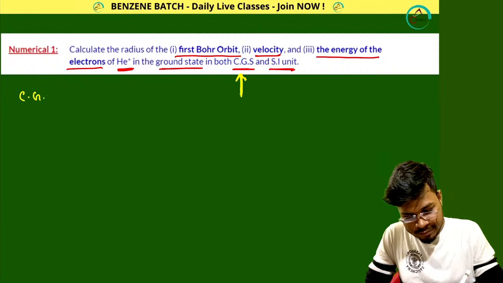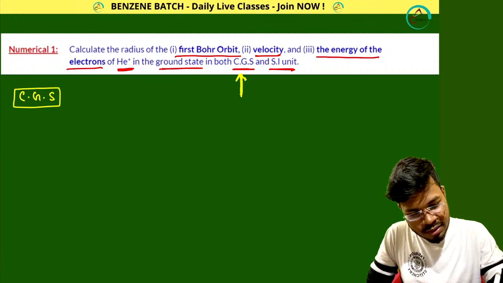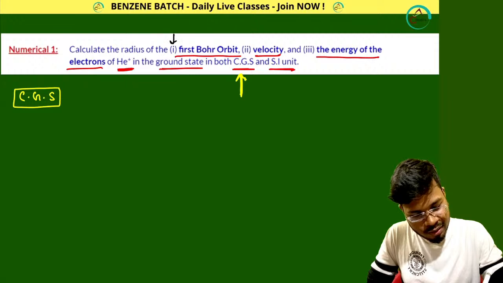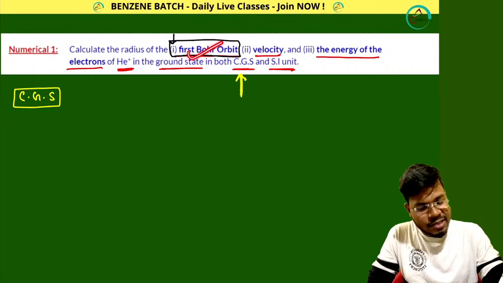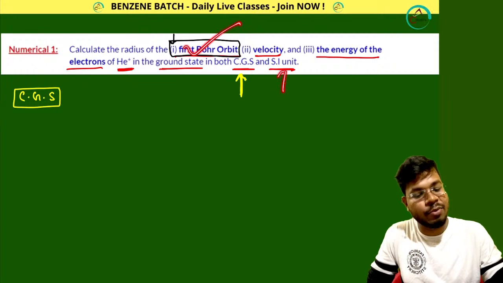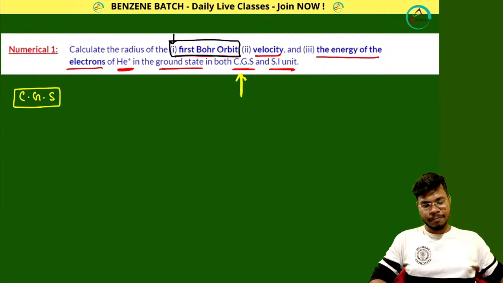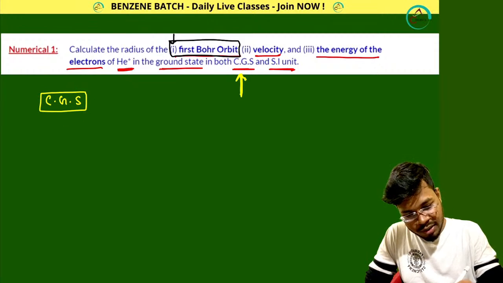Okay, so let me solve this one first. Which one? This one. First Bohr orbit in CGS unit. I will be finding this, and then after finding the first Bohr orbit in CGS unit, I will be solving the same in SI unit. So one by one we will be solving that. Okay, let's solve it. Question number 1 in CGS unit.